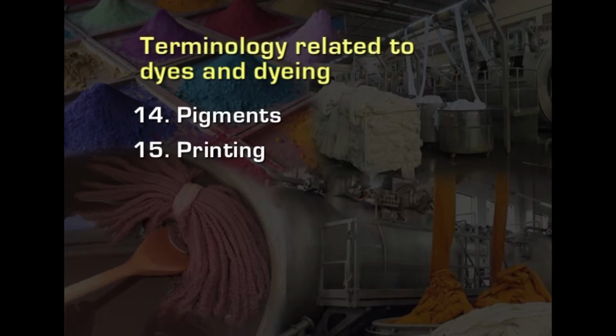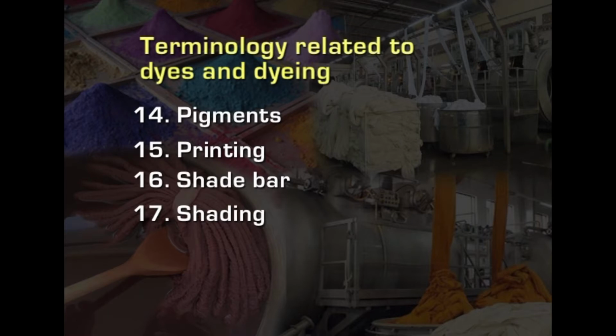Printing is the localized application of color on the surface of the fabric in the form of a design. Shade bar is a horizontal band of different color or light or dark shade of the same color running across the fabric. Shading is a variation in color tone either horizontally or vertically, generally caused due to the uneven twist that has been given to the fabric or uneven tension that is being given during the weaving process.